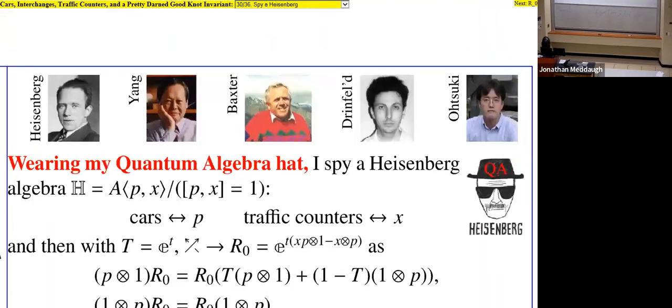Wearing my quantum algebra hat, I spy a Heisenberg algebra. Where do I spy a Heisenberg algebra? Basically, traffic counters and cars are like the P and X, position and momentum, of quantum mechanics. The commutator is equal to one, right?